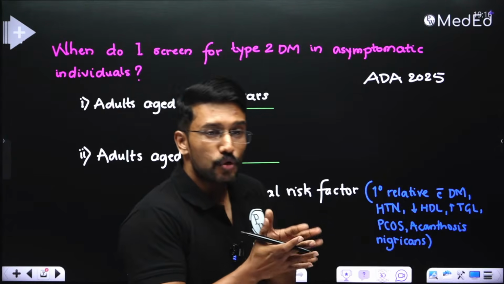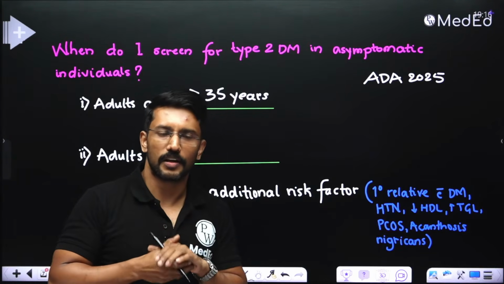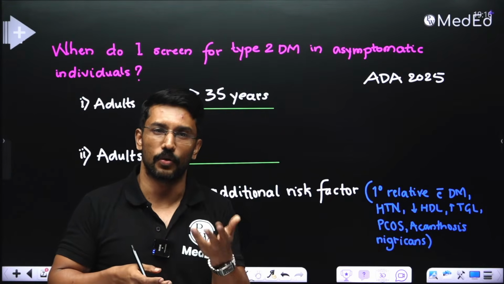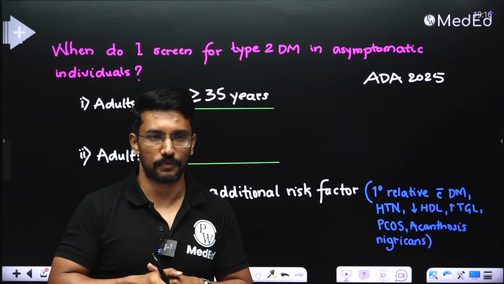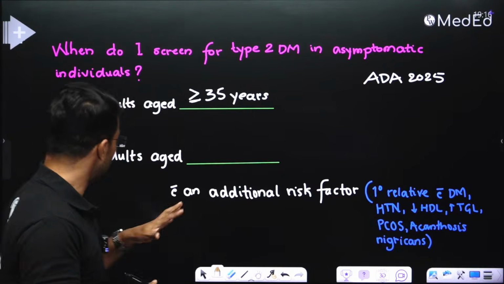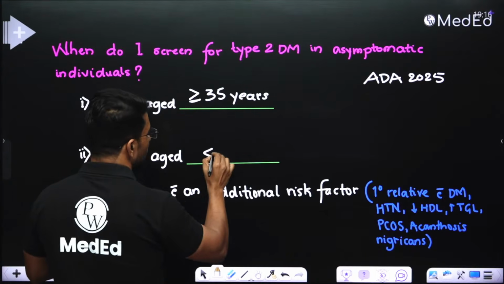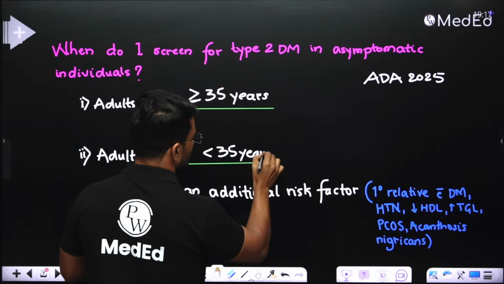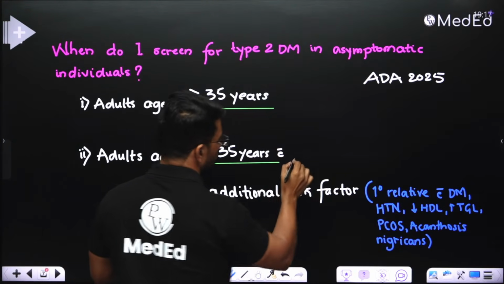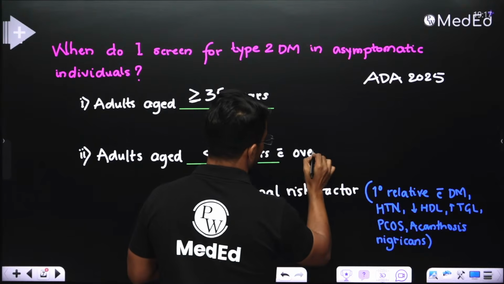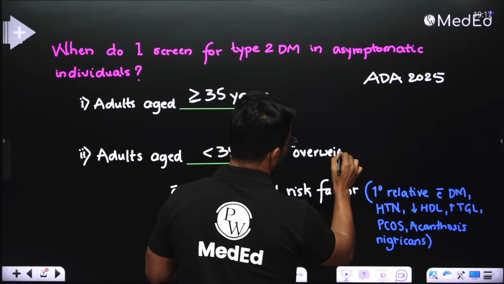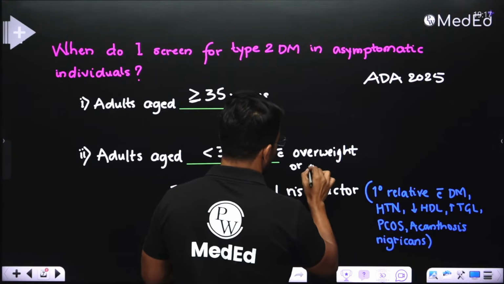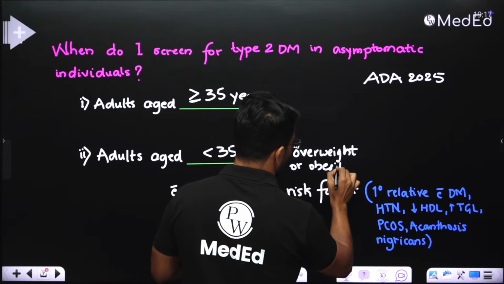Now, should I start screening early in some selected individuals? Because nowadays you hear the news that people got diagnosed with diabetes when they were 28, 27, 25. So when should I start screening early? For adults aged less than 35 years with overweight or obesity, early screening is recommended.